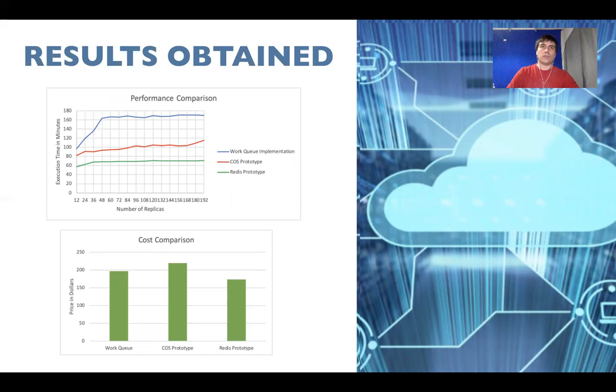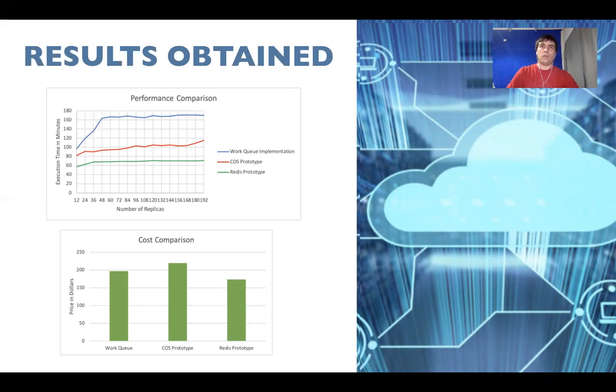Additionally, analyzing all prototype results, we can observe that the cloud object storage prototype is slowest in comparison with the Redis prototype. The reason is that object storage is not designed for numerous read-write operations over small files. Also, object storage is disk-based storage, which is considerably slower than in-memory storage such as Redis.